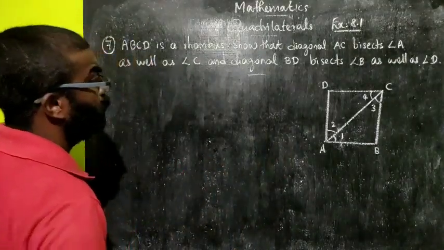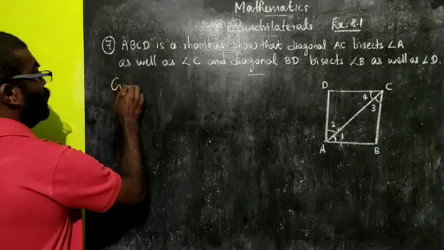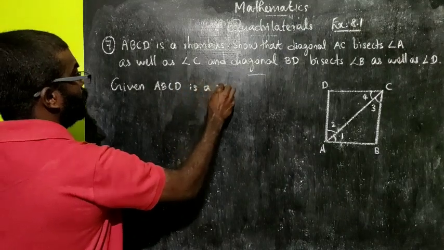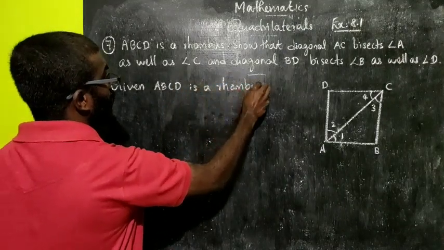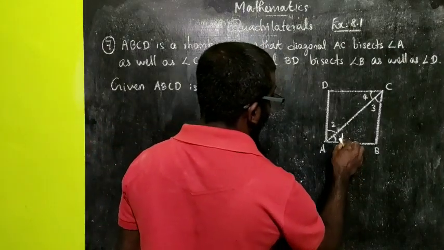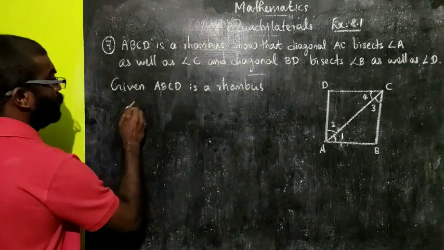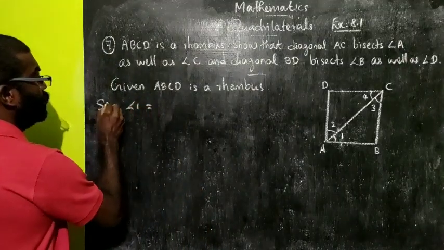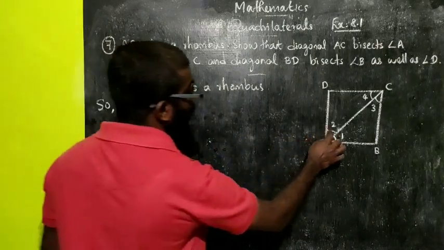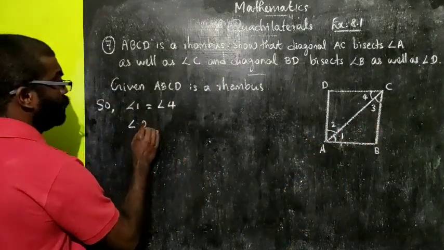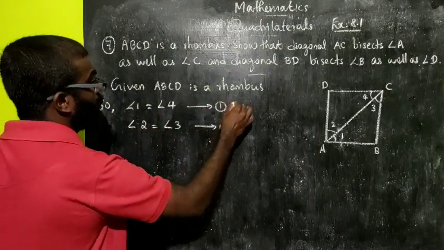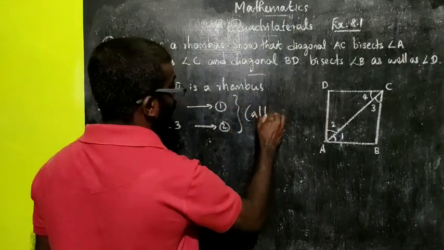That we can discuss later. First of all, consider this figure. So given ABCD is a rhombus. So we can find a pair of alternate interior angles. Angle 1 equal to angle 4. And angle 2 is equal to angle 3. Equation 1 and equation 2. Alternate interior angles.